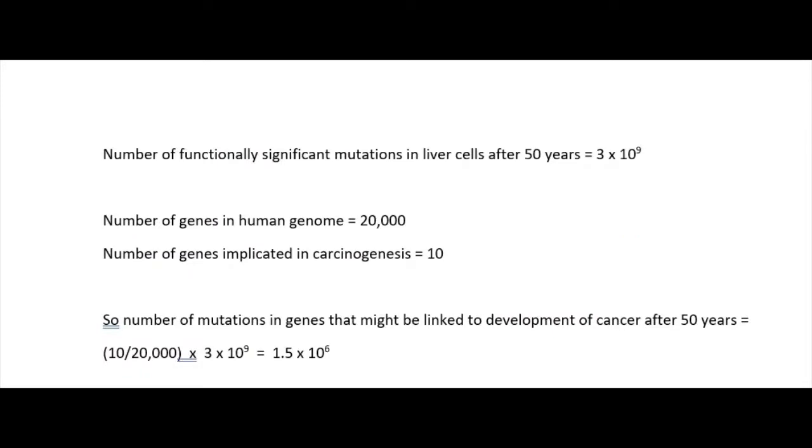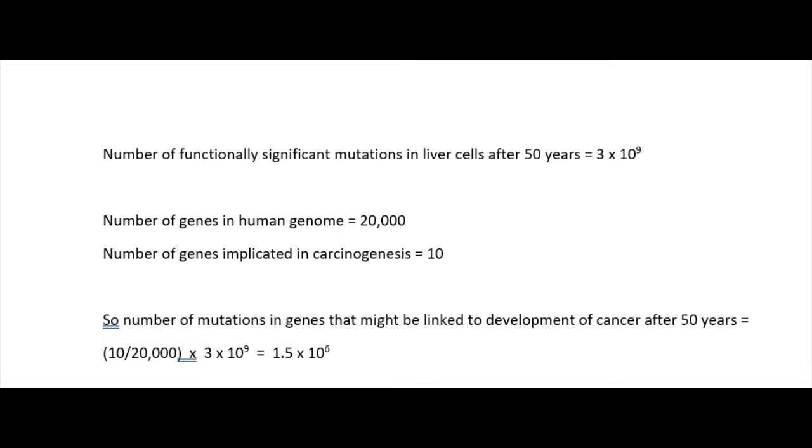Now remember that when we took the liver as an example, we estimated that the number of functional mutations, in other words, mutations that have potentially a significant effect on cell function in liver cells after 50 years, might be something like 3 billion. Now, of course, most of those won't have any effect on cell division, because most of those genes that are affected have completely different roles, which in no way impact on triggering the division of cells or anything else linked to it. So we can modify that number to take account of that.